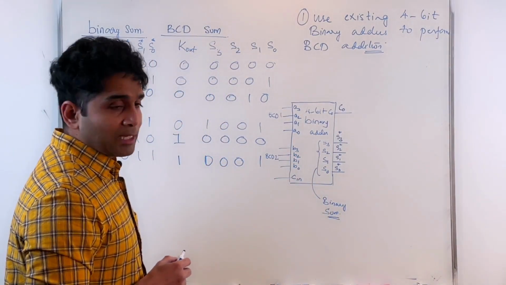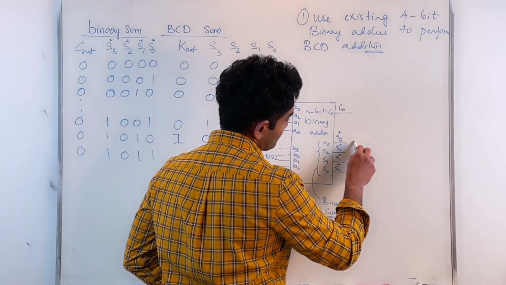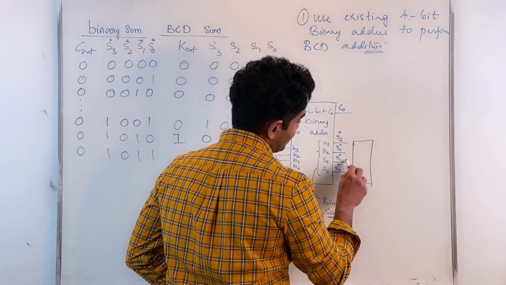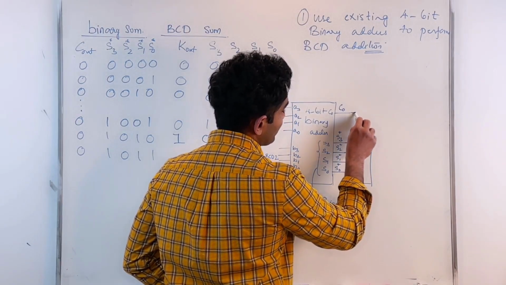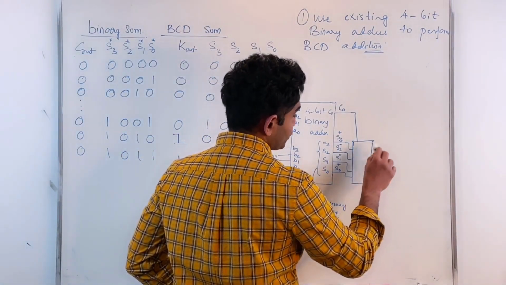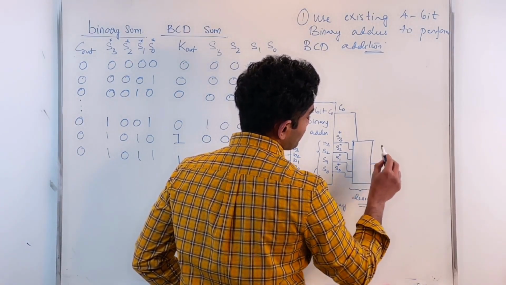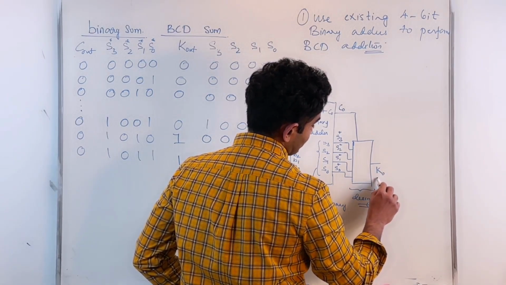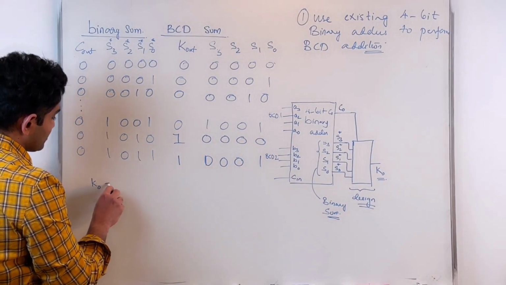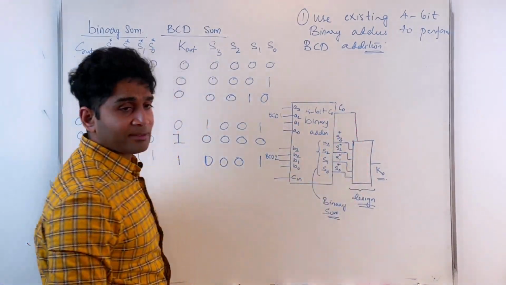I need to design some kind of logic circuit that takes in these sum values, five inputs, and produces a value k0, for example, such that k0 is 1 every time my sum from this adder is larger than 9.